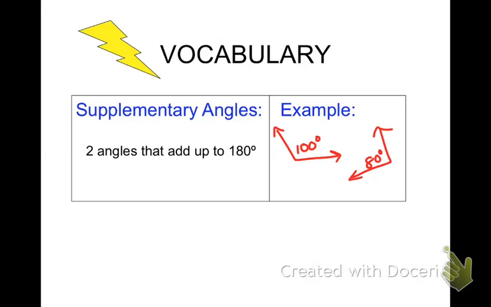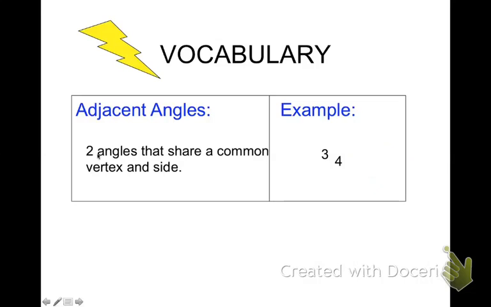Okay, our next vocabulary word is adjacent angles. And adjacent angles are just like it sounds. Adjacent means next to. Adjacent angles are two angles that share a common vertex and side.